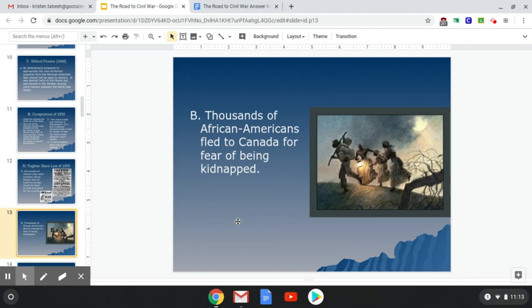So thousands of African Americans fled to Canada for fear of being kidnapped. So obviously they were freed, and even the African Americans that were already living in free states still worried that they would be misconstrued as slaves. So they decided to flee to Canada, where there was no slavery in any of the territories in that area. So going across the United States lines into Canada, they felt like that would be their safety, their freedom, their new home.